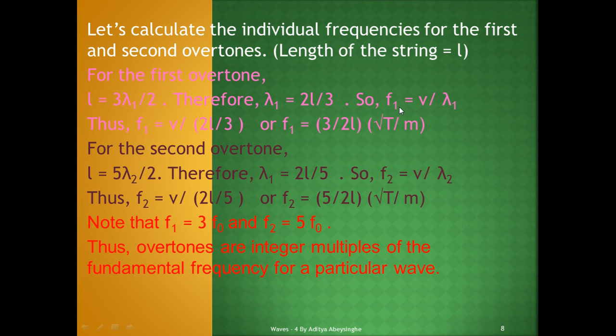F1 times lambda 1. So F1 is now equal to V over lambda 1. Now you know the value of lambda 1, so you can derive that F1 is equal to 3 over 2L times root T over M. So you can find the value of L, the value of T, the value of M. So you can easily find the value of F1.